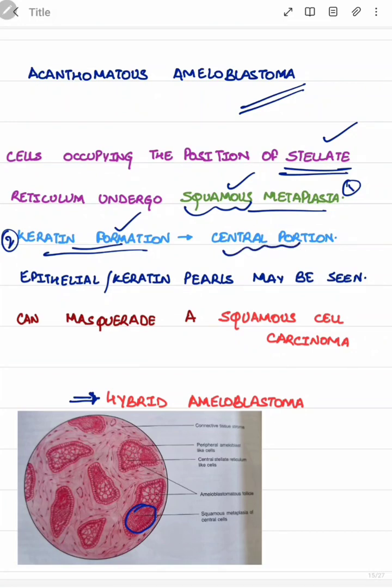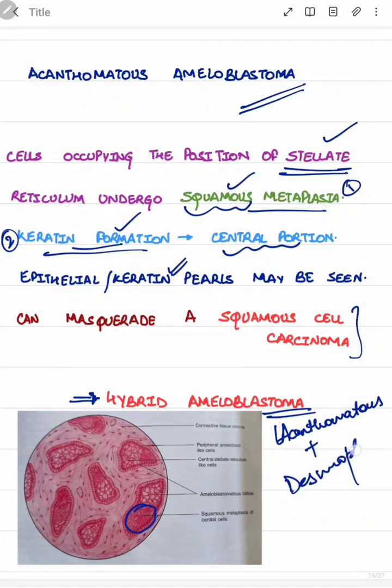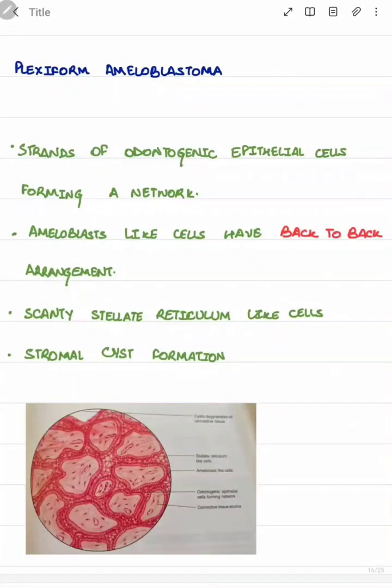In some acanthomatous ameloblastoma, sometimes keratin pearls are also seen, which is indicative of squamous cell carcinoma. So it can mask the squamous cell carcinoma also. There is a hybrid ameloblastoma, which is a different term because sometimes acanthomatous ameloblastoma can be present in a combination with desmoplastic ameloblastoma. That's why the term hybrid ameloblastoma is said, right?